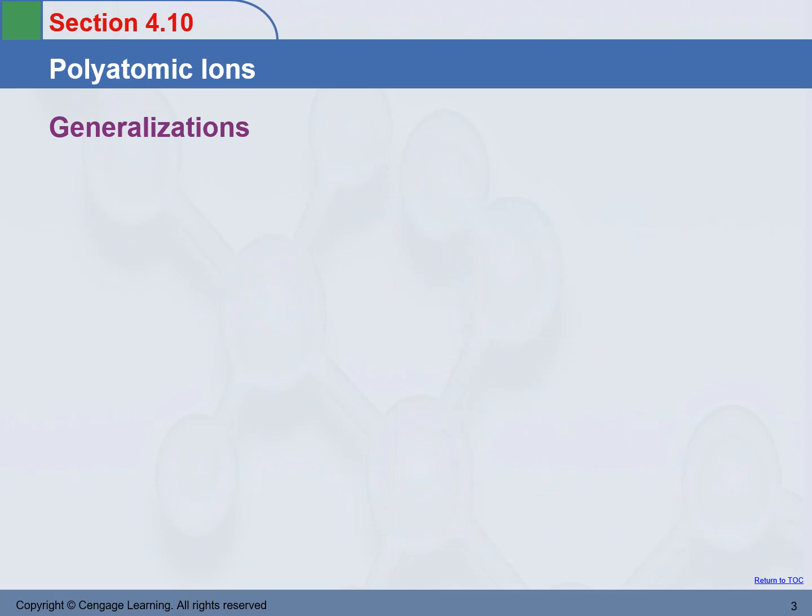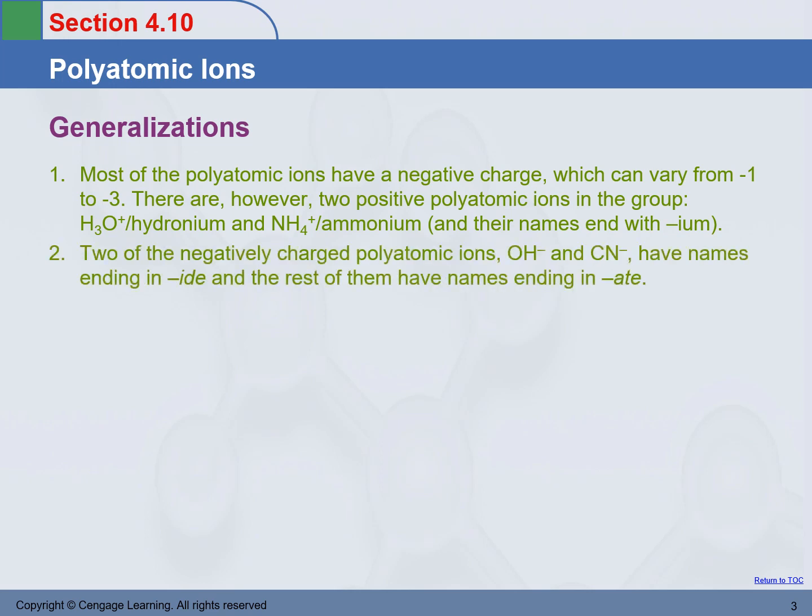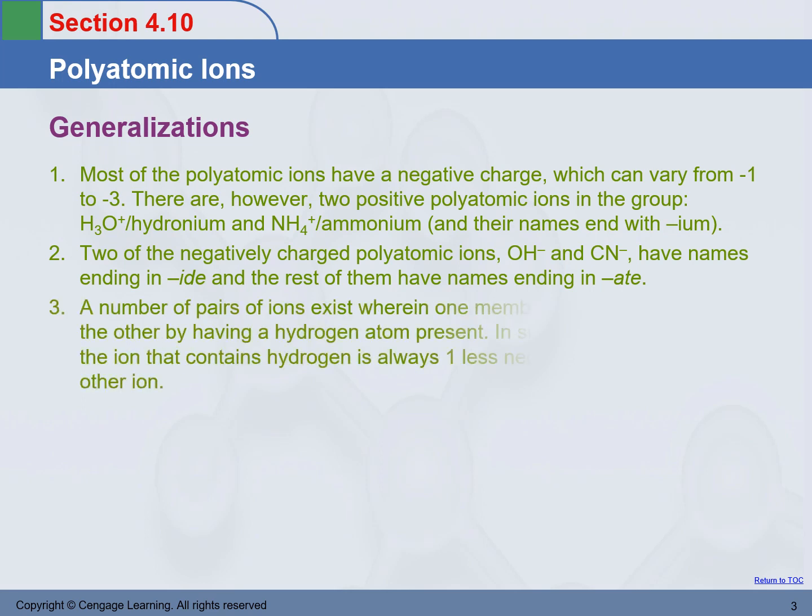Generalizations, well, actually we have gone through all of this. Let's go through them one more time. Most of the polyatomic ions have a negative charge, we know that. The charge varies from -1 to -3. There are, however, two positive ions, hydronium and ammonium, and their names end with IUM. We did that, we summarized that. Two of the negatively charged ions, hydroxide and cyanide, have names ending with IDE, all right? The rest, ATE. We did that, we summarized that.